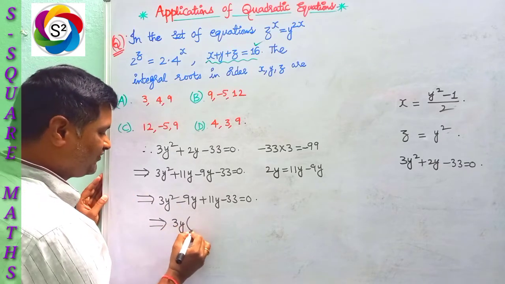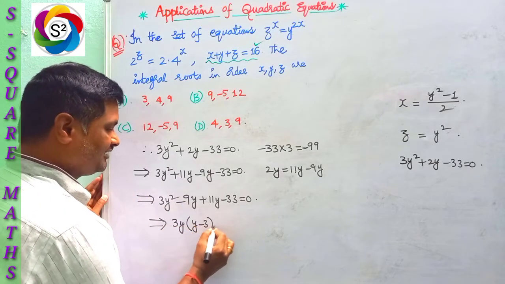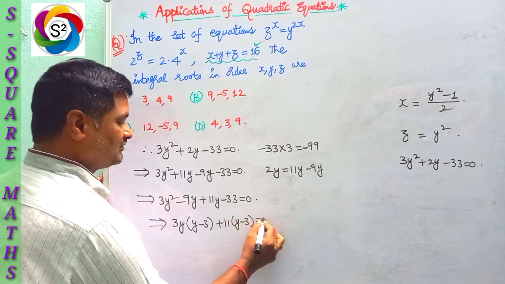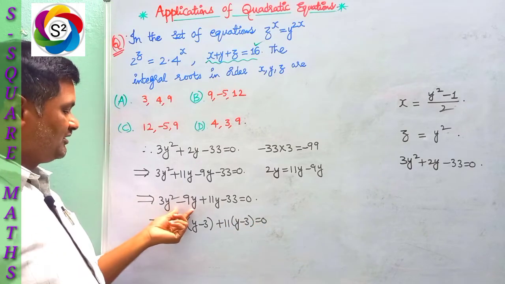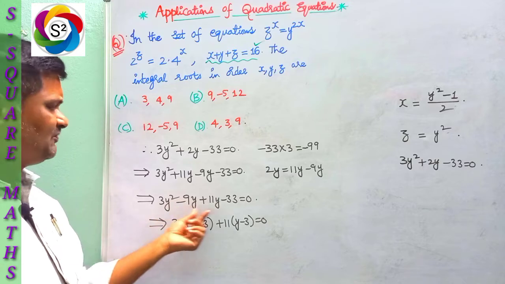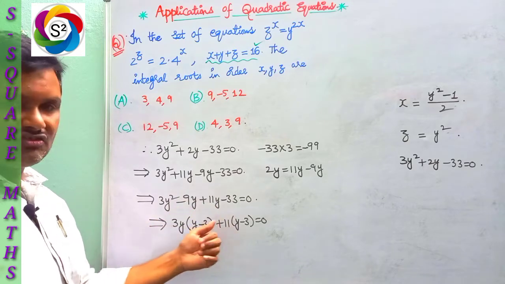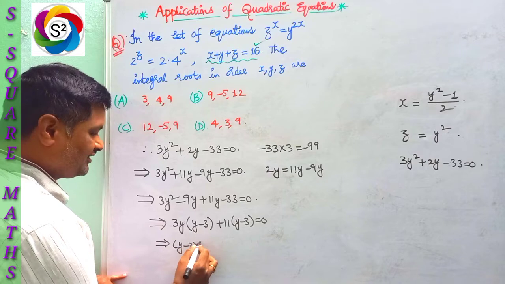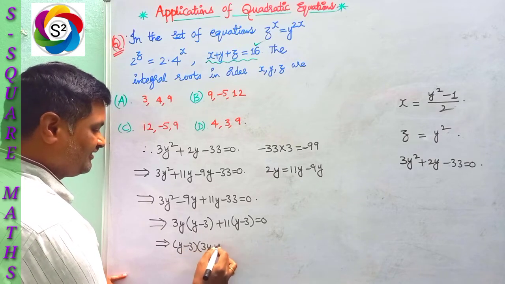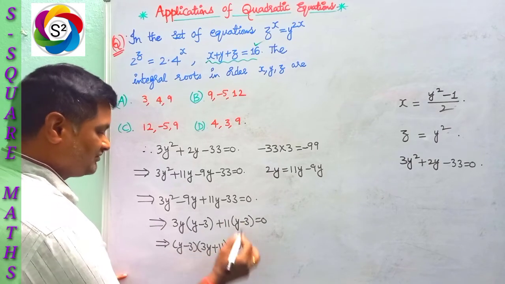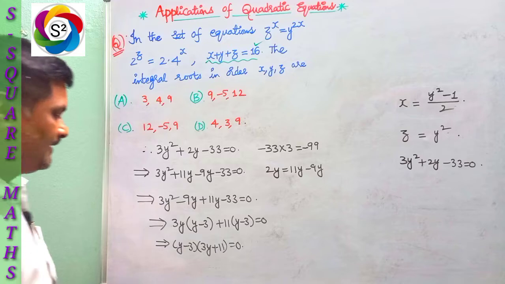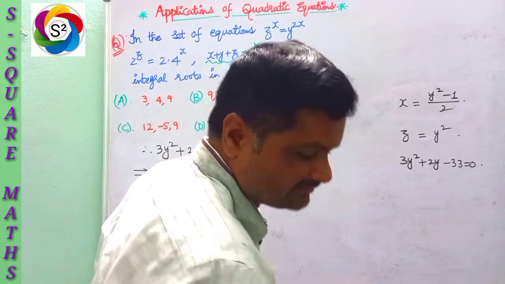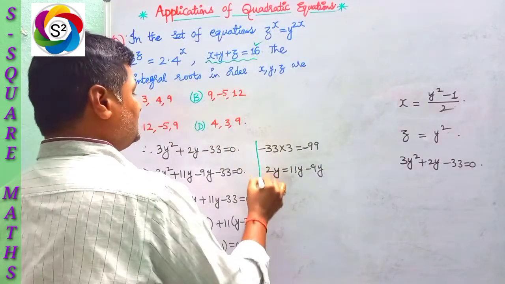So 3y of y minus 3 plus 11 of y minus 3 is equal to 0. From these two terms I have taken 3y as common. From these two terms I have taken 11 as common. Again here I can write it as y minus 3 into 3y plus 11 is equal to 0.